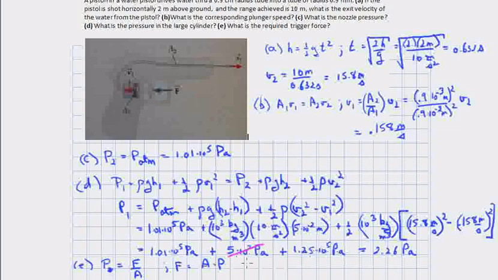And so the force required is going to be the area of the cylinder. The area of the cylinder is pi r squared. That's pi times the radius, 0.9 times 10 to the minus 2 meters, squared, times the gauge pressure, 1.25 times 10 to the 5th Pascal. And that calculates out to be 31.8 newtons, the force required on the trigger.